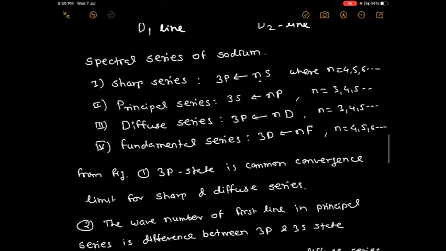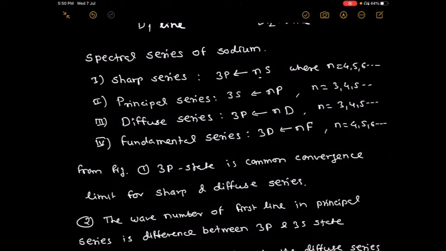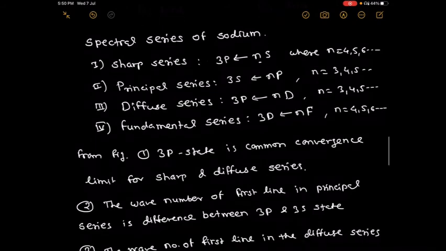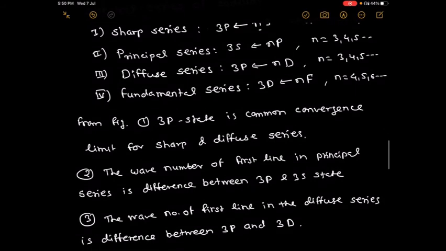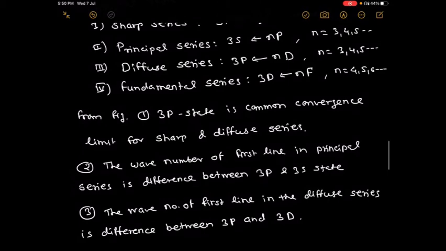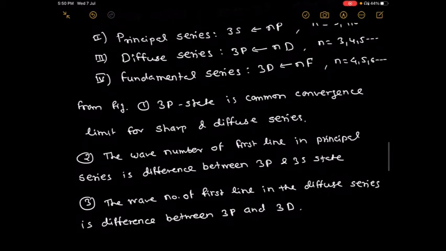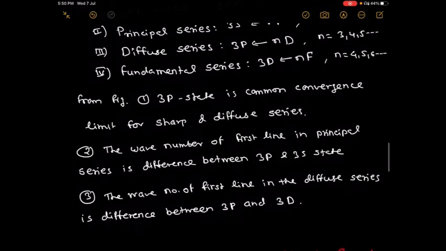Now, what is that result? That result also we discuss here. 3P state is the common convergence limit for sharp and diffuse series. Second, the wave number of the first line in the principal series is the difference between the principal series limit and the sharp series limit, that is 3S and 3P. Wave number of the first line in the diffuse series is the difference between 3P and 3D state.